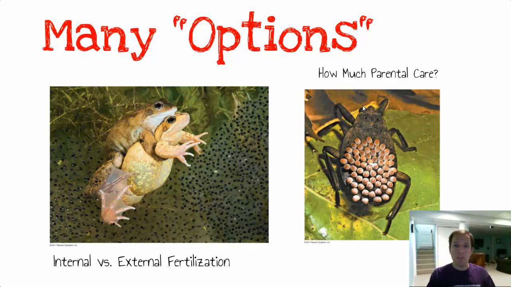There are lots of options in terms of fertilization. So fertilization could be internal or external in terms of the sperm physically entering the female's body, or the sperm being external to the female's body, the female laying eggs and then the male depositing the sperm onto the eggs.